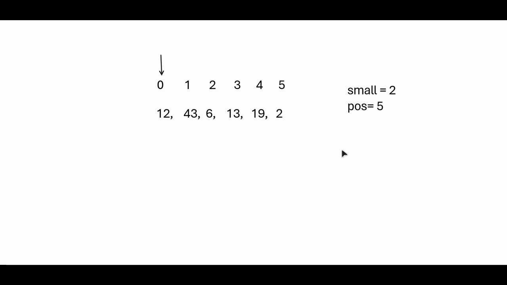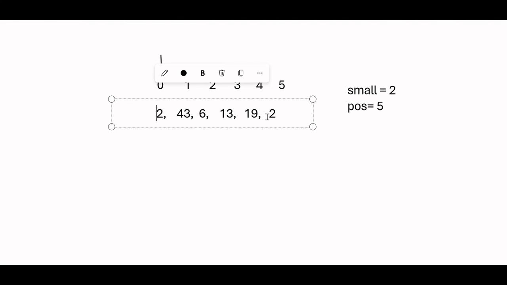So when you come out of the inner loop, in the outer loop you are going to swap the element in the kth position and the element in position pos. Pos was 5, and the element in position pos was a 2. So 2 and 12 will be swapped. So 2 goes there and 12 comes here. Now this will be the end of pass 1.